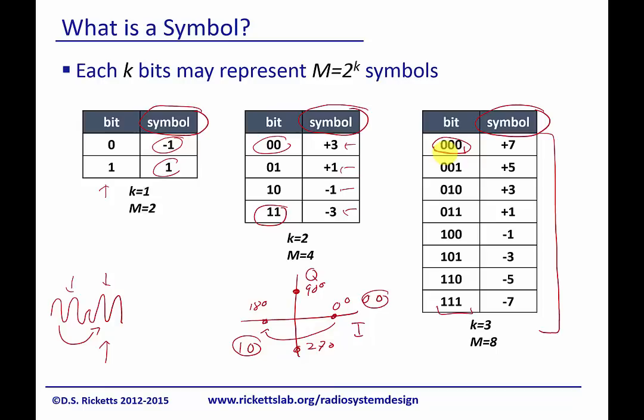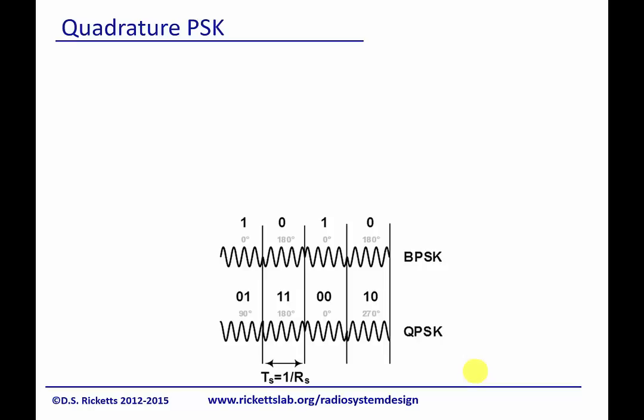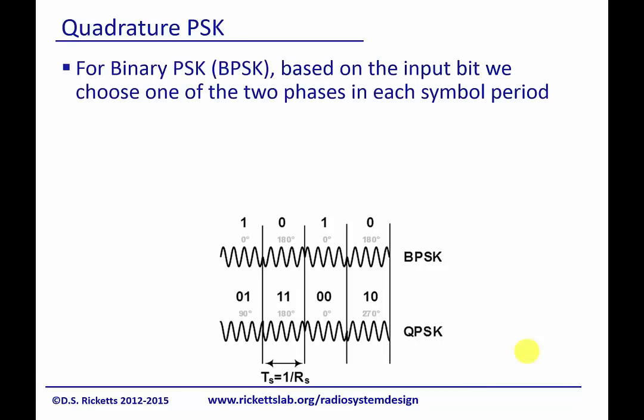And we'll go over this in more detail, but this idea of symbols and bits is a very important one. And so let's take a look at another example here of Quadrature PSK. We looked at this last time. For binary PSK, the input, we chose 2 phases for each symbol, right? So we had a 1 and a 0 based upon the phase.